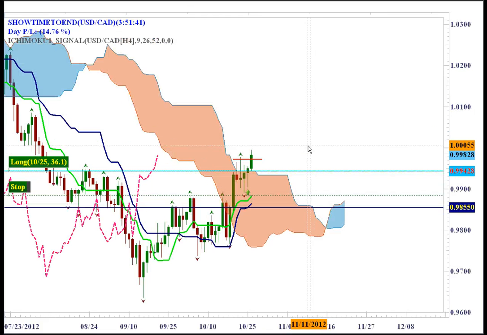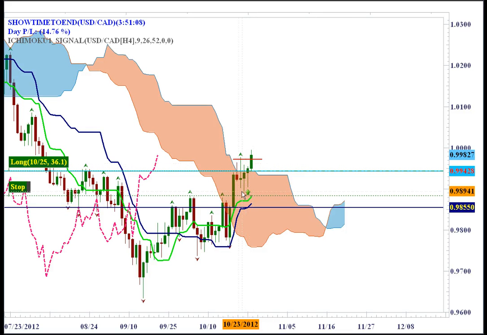Okay, so we're going to take this to the 4 hour time frame. Now you can see this blue line here. This represents the level of the Kumo, the top of the Kumo. So that was where I wanted to break through before I got into the trade.